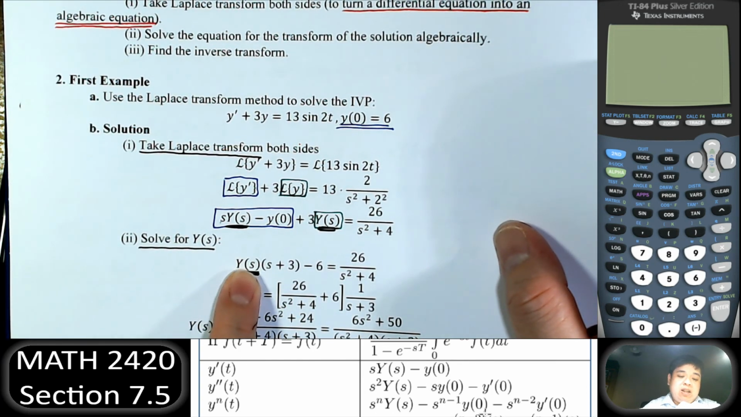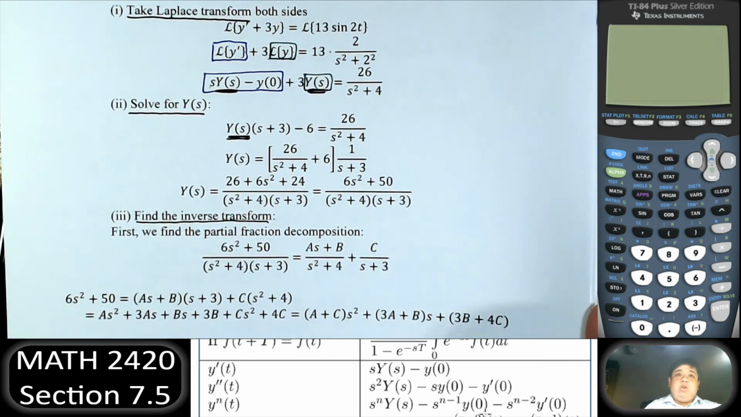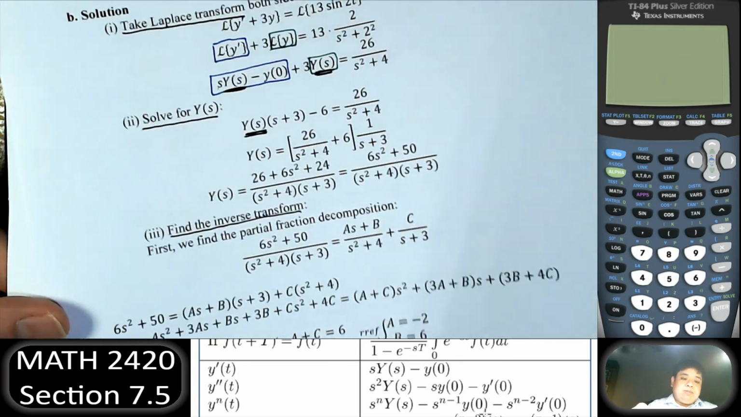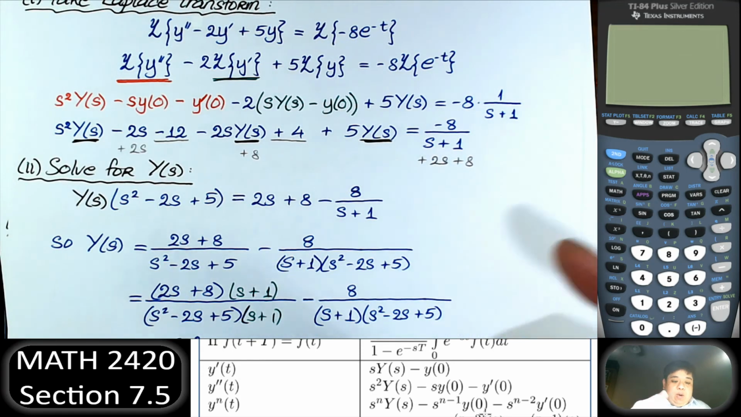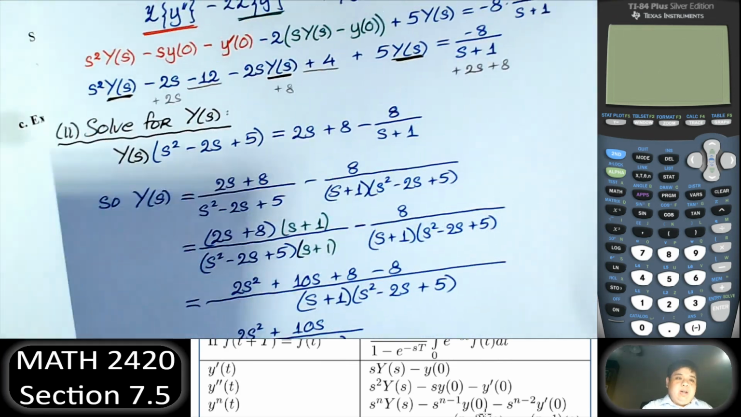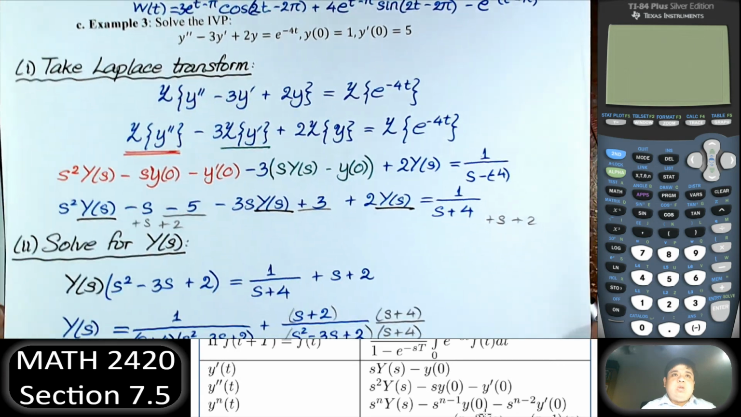where we solve for y of s. When we solve for that, more likely we have to use partial fractions. And then when we have it, apply the inverse Laplace transform to get back to the function y of t. So it's not that bad.